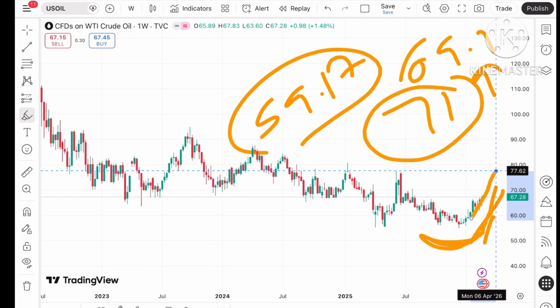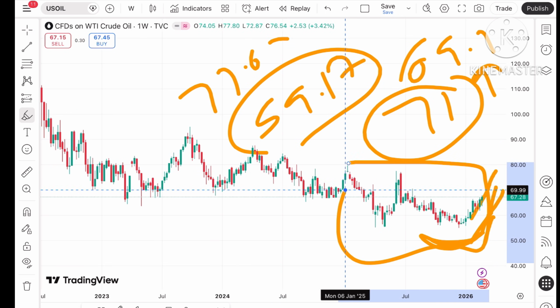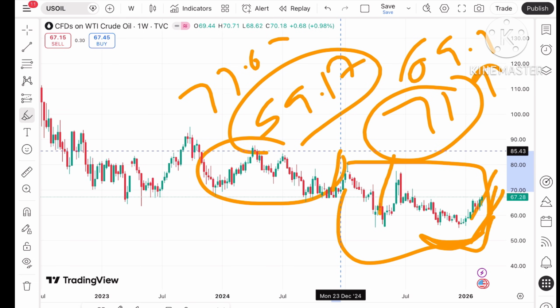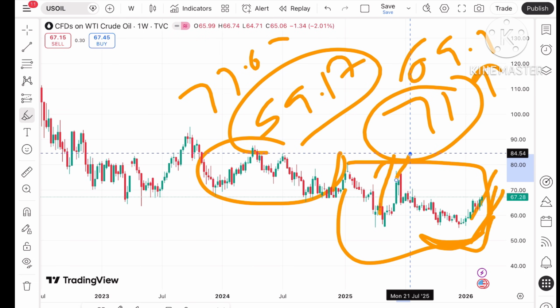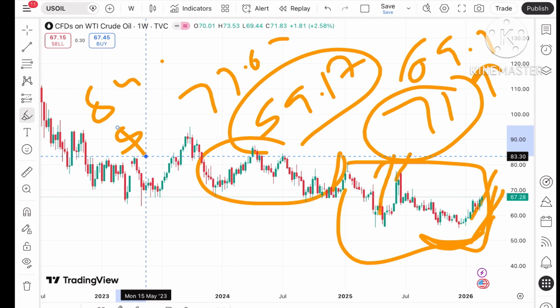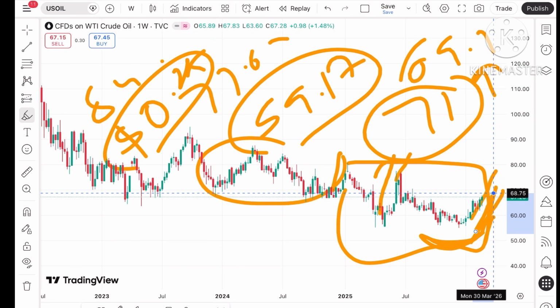And once it starts crossing this level, a probability of going towards 77.62 will be there. Then there will be a zone breakout, so it will move in this particular zone, and we can see it will move towards a level of 80.64, then to a level of 84.54. Trailing your SL by 0.25 is important if it keeps moving above a level of around $70.